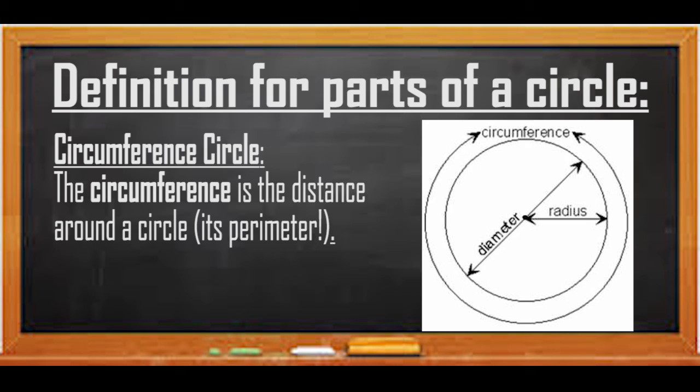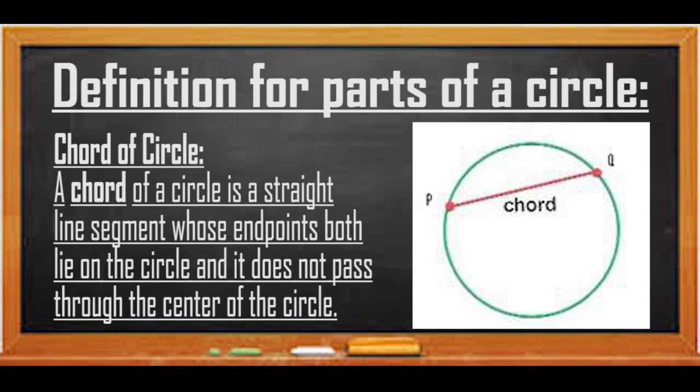The circumference of a circle is the distance around the circle, or some may call it its perimeter. The chord of a circle is a straight line segment whose endpoints both lie on the circle and it does not pass through the center of the circle.